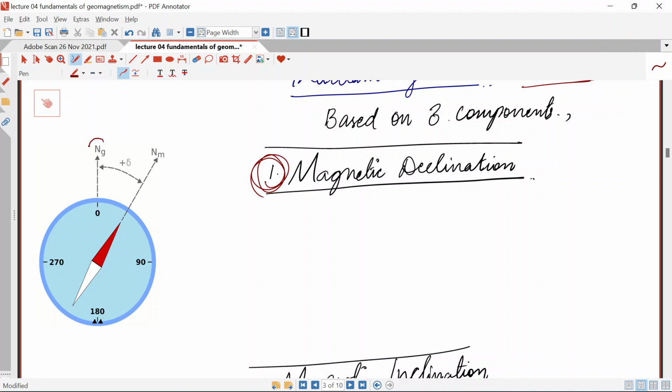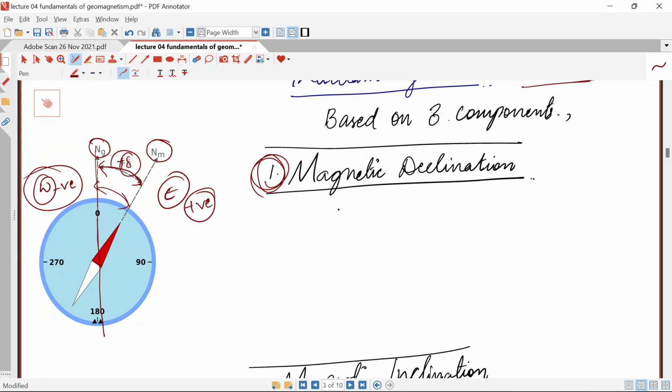If you consider this is the northern geographic pole and this is the magnetic pole, there is a declination, or an angle made with respect to the geographic pole. This is the positive declination, which we have seen earlier: towards the east this is positive declination, and towards the west this is negative declination. This we have seen earlier, and this was given by William Gilbert.